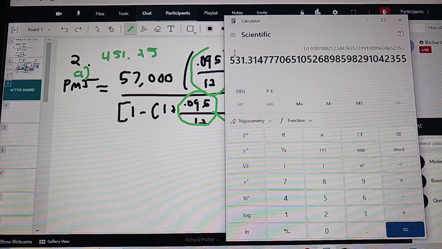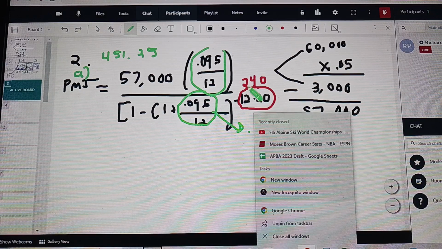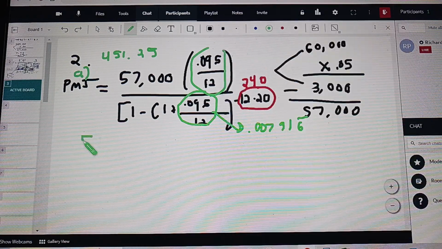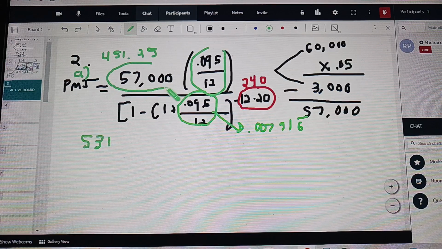is $531. And let me see if they want dollars or cents. Dollar. Okay, good. So what was it? $531. And the reason it's less than problem number 1, $703, is because this was a much higher priced home. This was $111,000. This one's only $57,000.